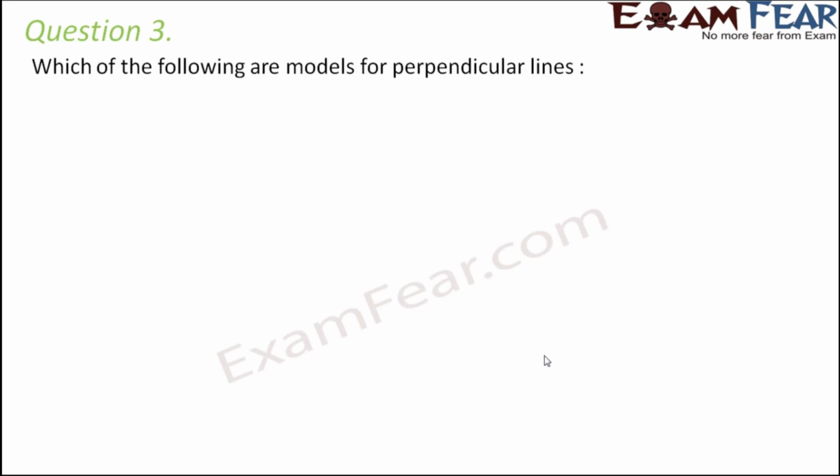Question number 3. Which of the following are models for perpendicular lines? Now what do we mean by perpendicular lines? That means when two lines intersect each other at 90 degrees, they are said to be perpendicular to each other. Let's say there is one line like this, there is another line like this. So both the lines are intersecting at this point, and also the angle that they make at the point of intersection is 90 degrees. So we can say that these lines are perpendicular to each other.